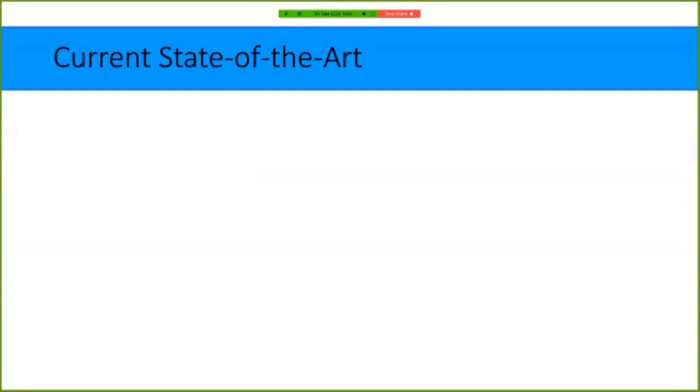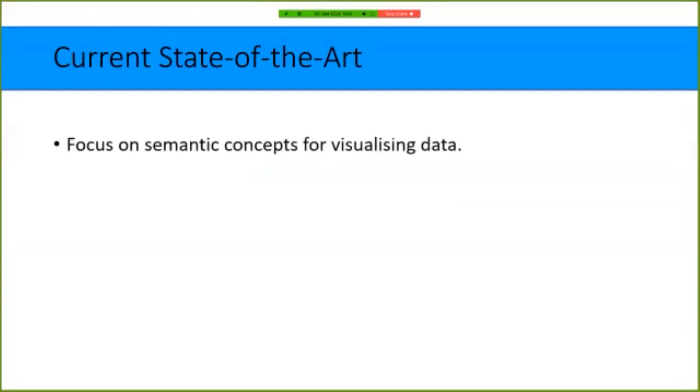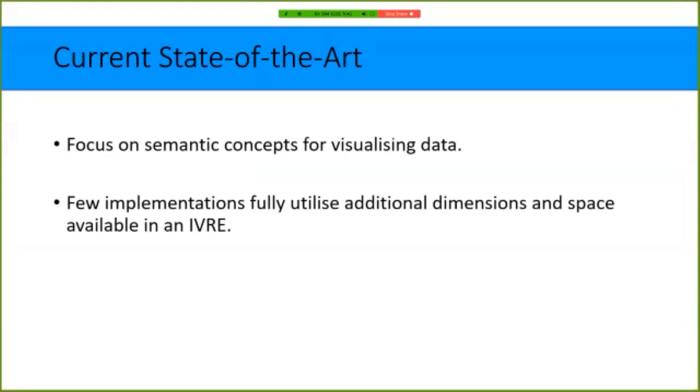So summarizing the current state of the art, what we've seen so far tends to focus on semantic concepts for visualizing data in the research area. And other implementations, we haven't found that many really utilize the additional space in an immersive virtual reality environment, because a user does have all of that space. They're able to move their head around and look at different results. They can tilt their body, and they're in a full 360-degree three-dimensional environment.